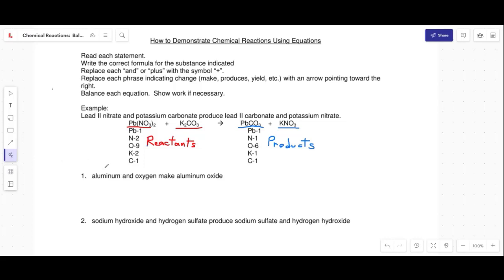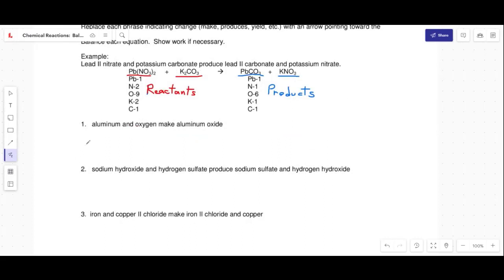Okay, so let's go ahead and jump right into this. Our question number 1 says, aluminum and oxygen make aluminum oxide. So aluminum, of course, is just going to be Al, right? And it says and, which means that this is a separate substance, oxygen. So what will I write for oxygen? O2, very good.